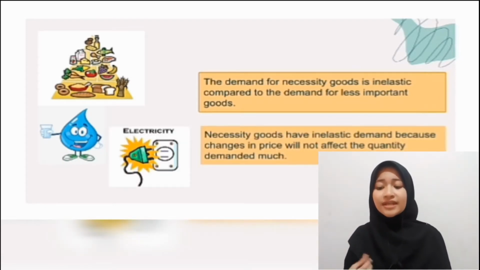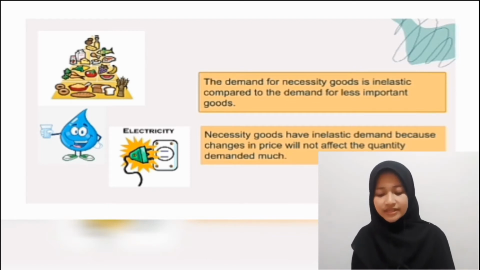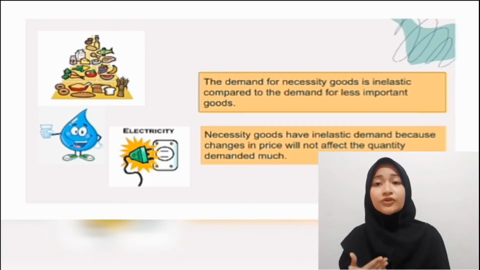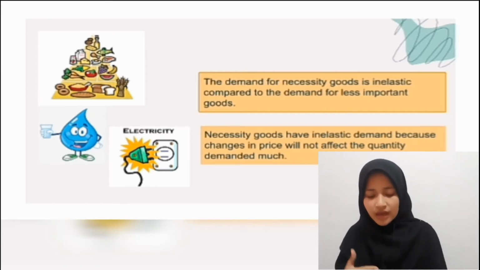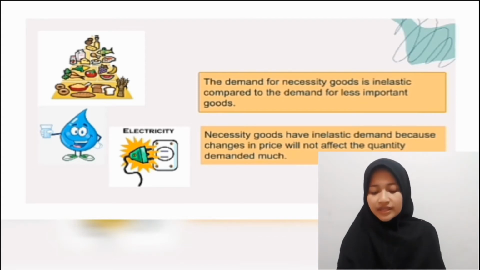Necessity goods have inelastic demand because changes in price will not affect the quantity demanded much. For example, a necessary good such as food is generally inelastic because consumers still buy food even if the price changes. In general, the greater the necessity of the good, the less elastic or more inelastic the demand will be.